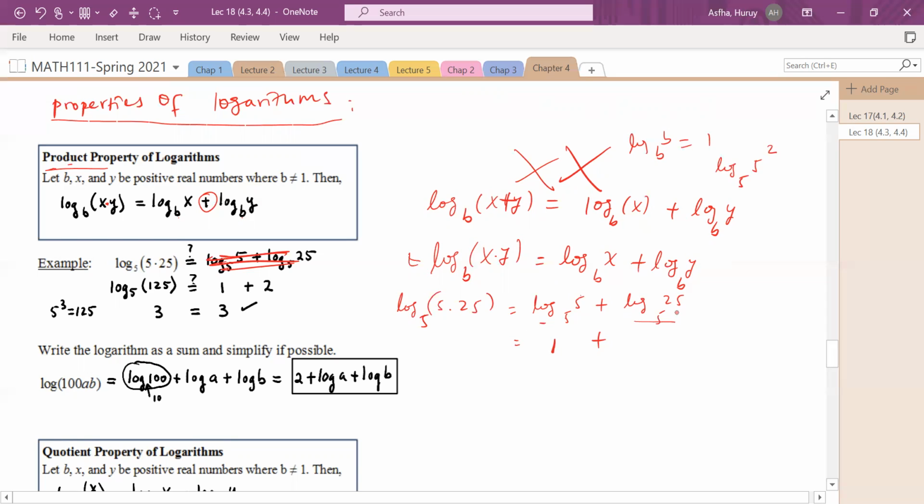Again, we learned this one. 25, I can write in this form, 5 squared. And here we have the same base. Base and argument are the same, and we have the exponent. Therefore, this is whatever we have here. And this is one of the properties that we learned earlier. Therefore, this is basically the same, equals 3. Okay.